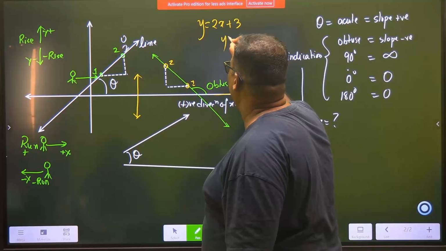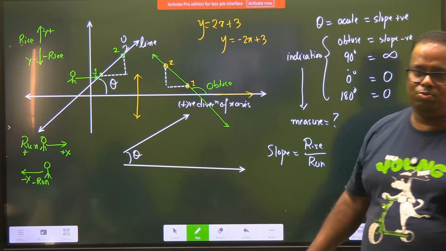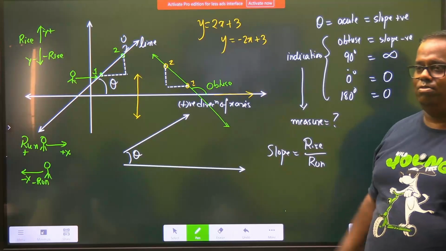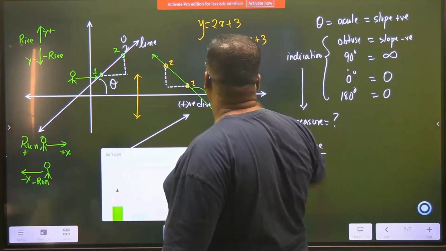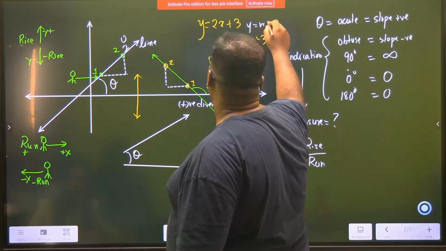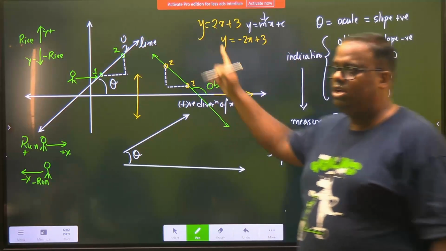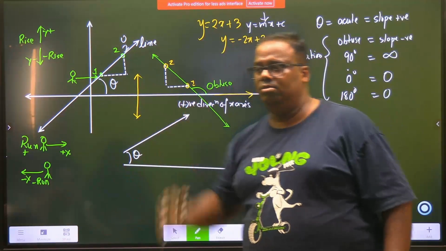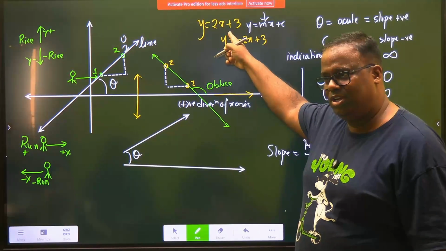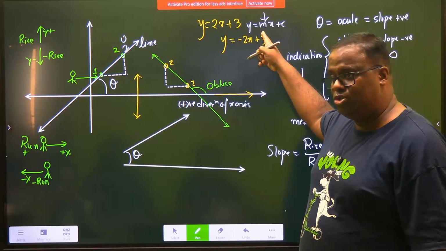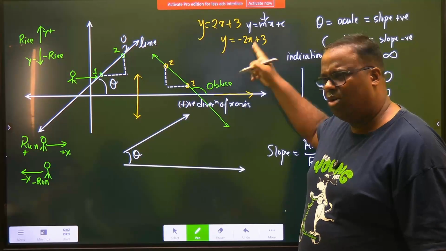Suppose the line is y equal to negative 2x plus 3. This line will be obtuse with the x-axis because the slope is negative. How do you understand the slope? I am comparing this equation with y equal to mx plus c, where m is the slope. Just look at the value of m. M positive, ये line acute होगा ही होगा and will pass through 3. Understood? ये line obtuse होगा but will pass through 3. Understood? Now, how to get that line quickly?